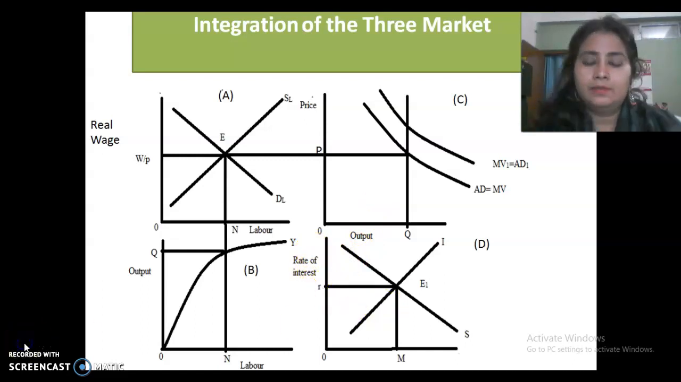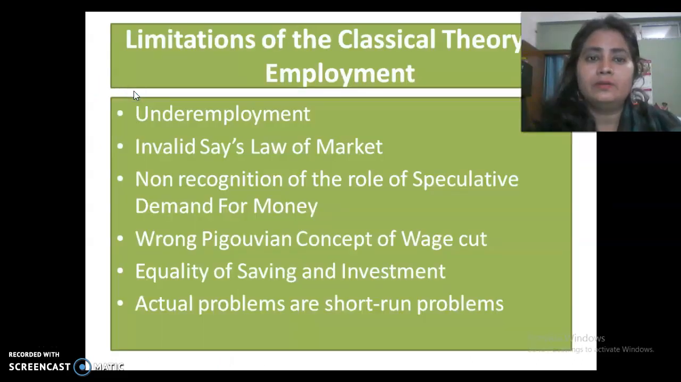So let us discuss the criticisms of the classical theory of employment. Keynes criticized the classical theory of employment on a number of grounds. The first one is that though classical theory assumes full employment equilibrium, according to Keynes, full employment is a very rare situation. Usually the economy faces underemployment. According to Keynes, if saving increases, what will happen? There will be overproduction and that will lead to unemployment.